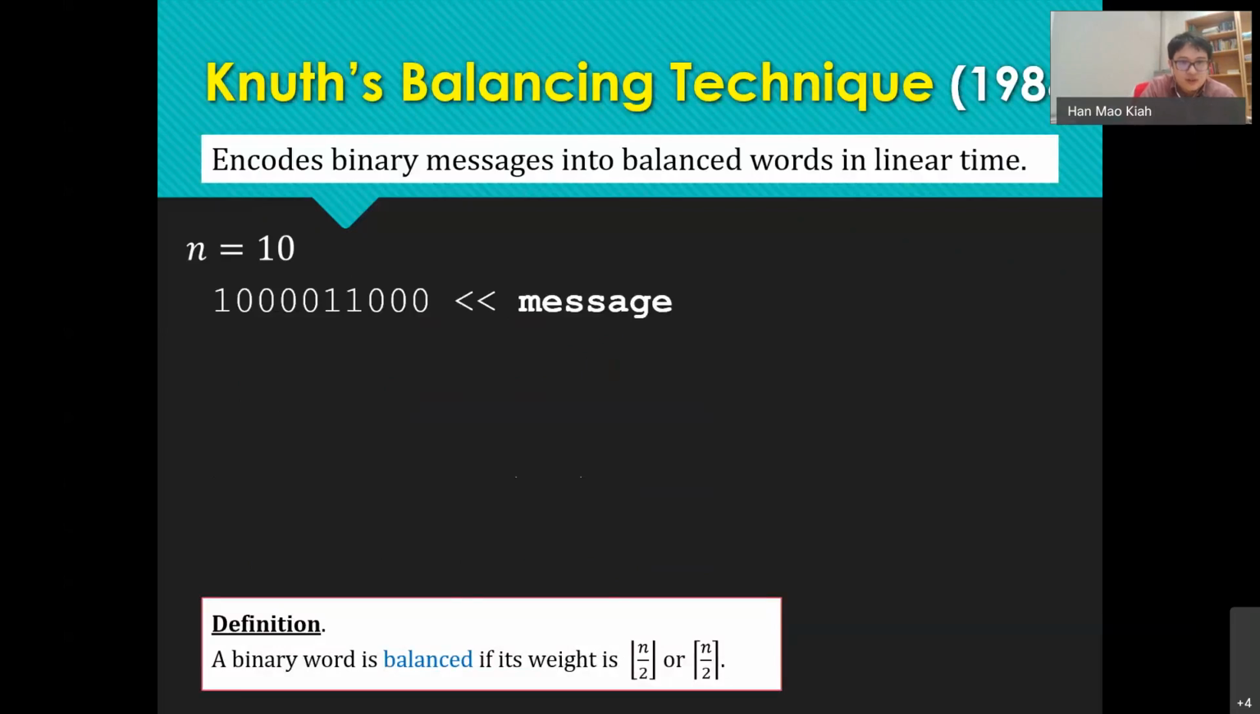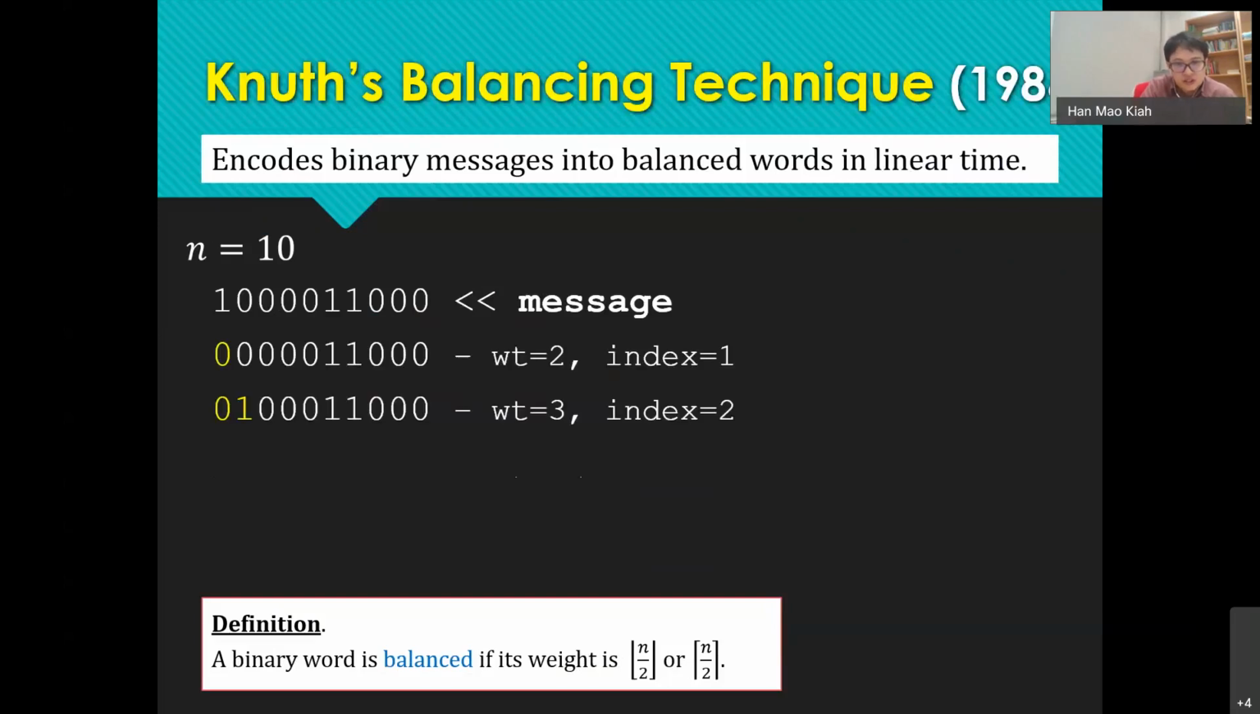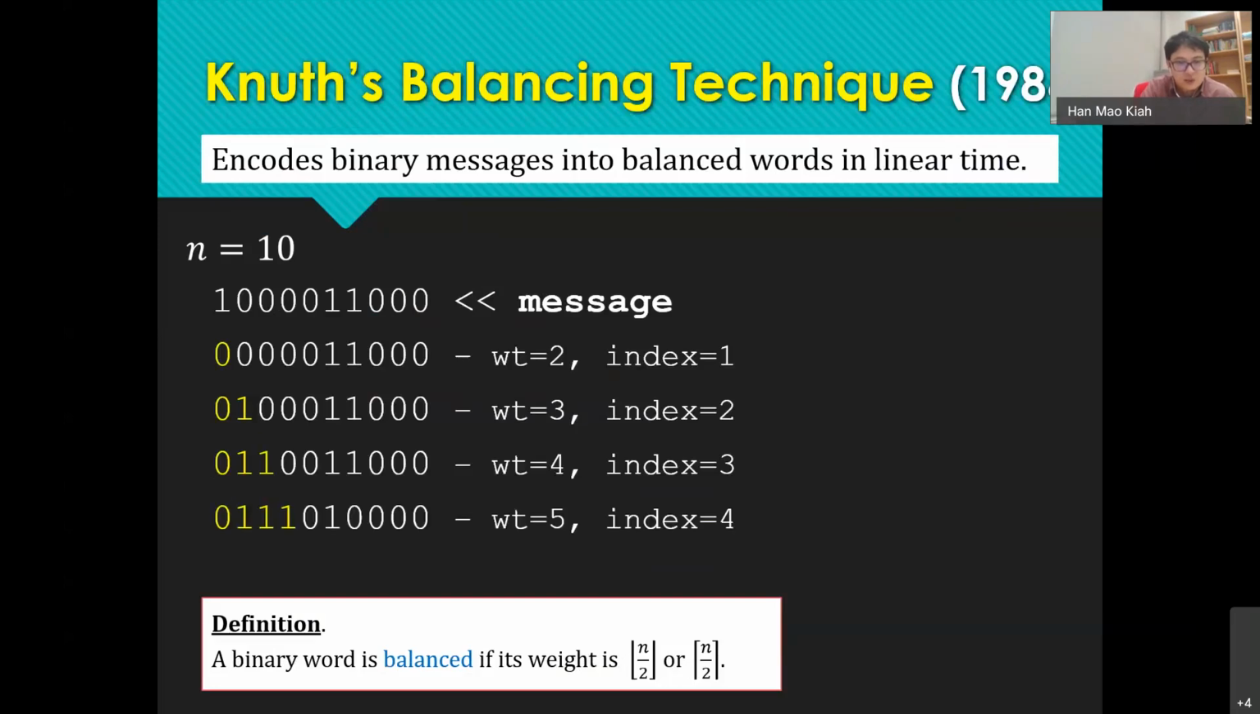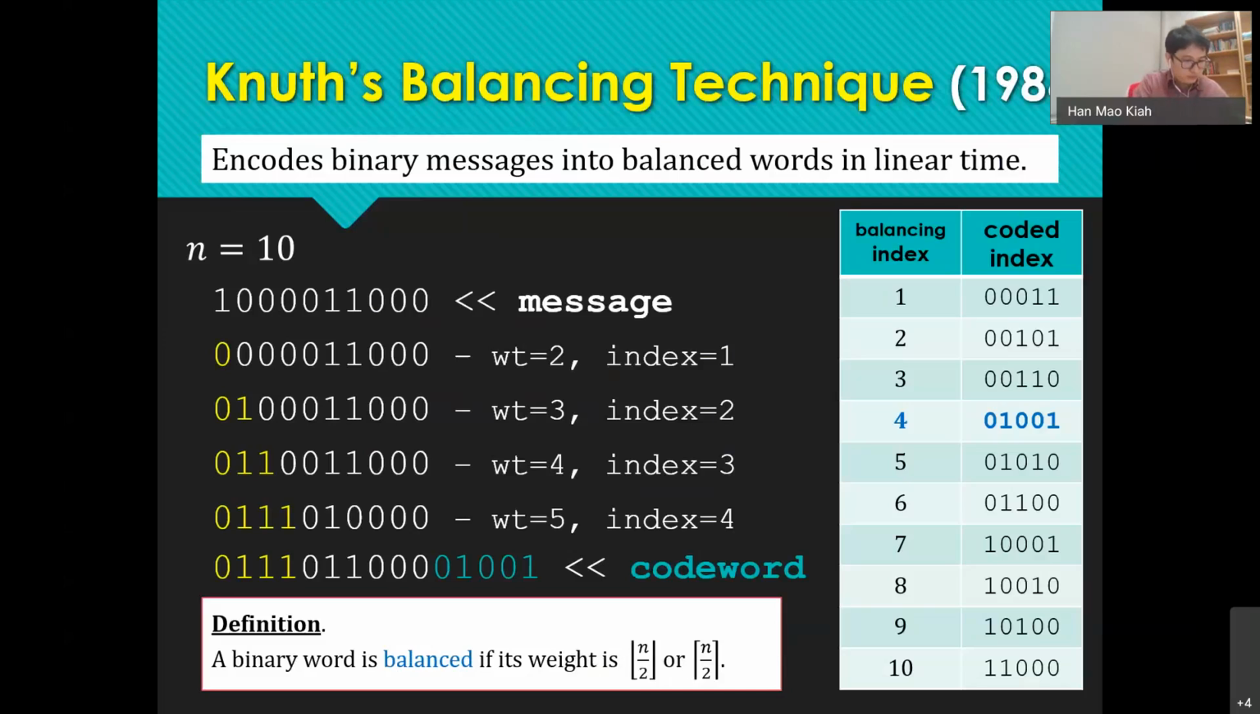Well, Knuth's technique says let's try to flip the bits one by one. When we flip the first bit, this word of weight 3 now turns to weight 2, which is certainly not balanced. Then what Knuth says is, let's continue. So we flip the next bit and get weight 3. Not balanced yet, so we flip again. Get weight 4, and it seems like we are getting closer, and indeed, in the next instance, when we flip the next bit, you get a weight 5 word, which is indeed balanced. And so what we will do is use this as our code word.